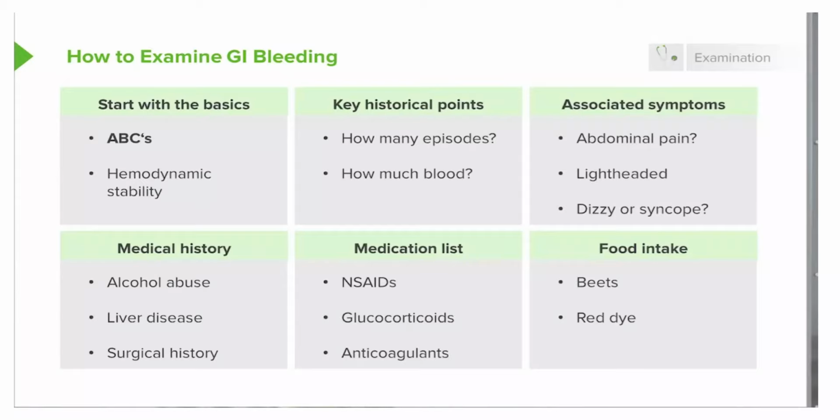And finally, we should ask the patient whether they had beetroot or red dyes, because that can manifest as red color stools, which would indicate bleeding in the stomach.